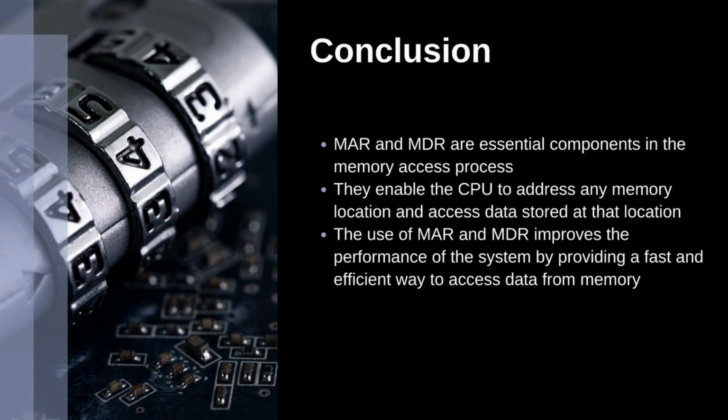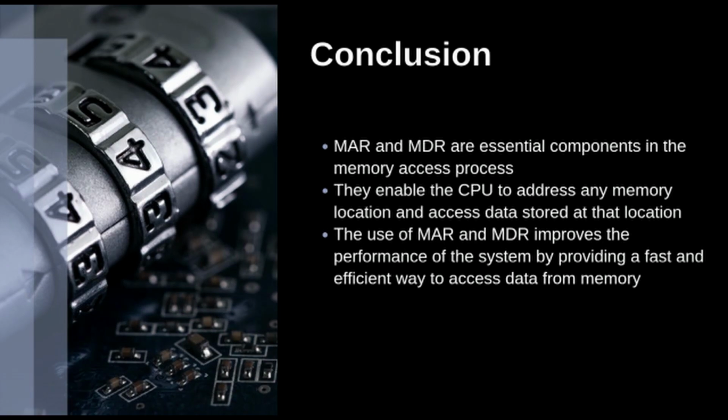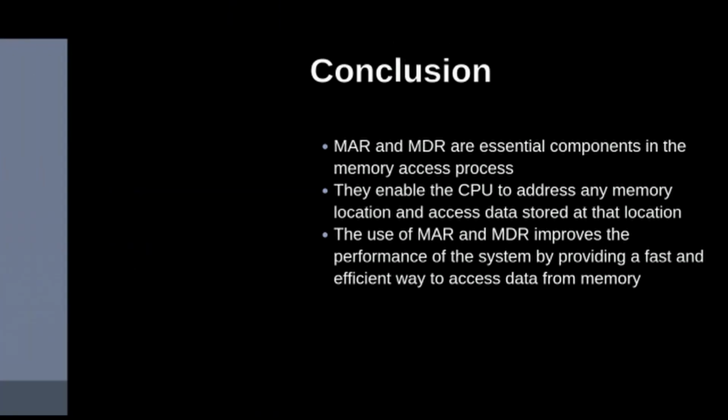Now, in conclusion, MAR and MDR are essential components in the memory access process. They enable the CPU to address any memory location and access data stored at that location. The use of MAR and MDR improves the performance of the system by providing a fast and efficient way to access data from memory.